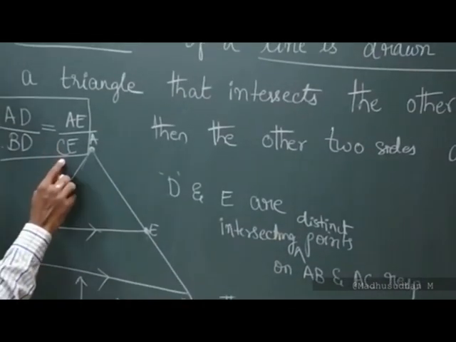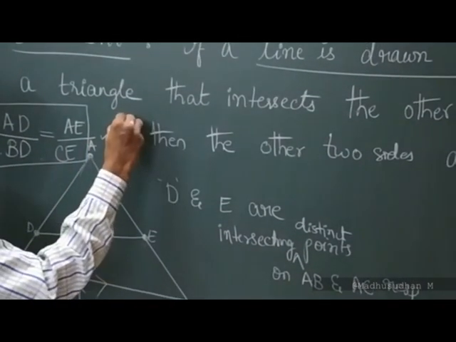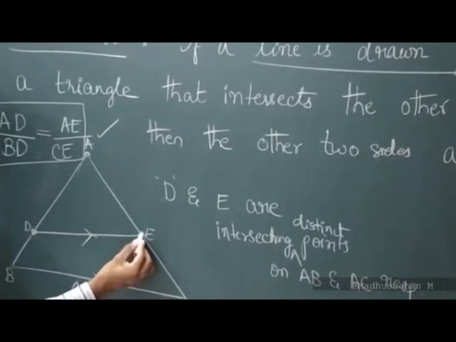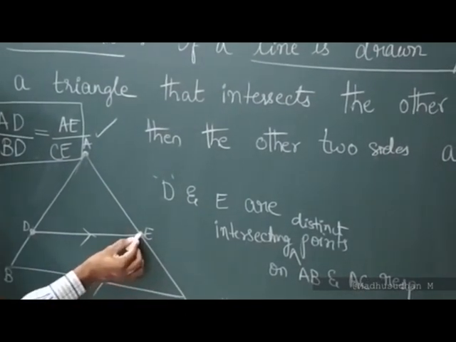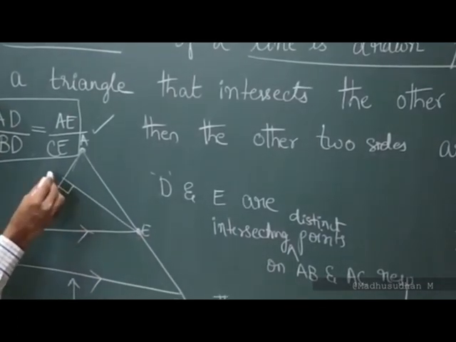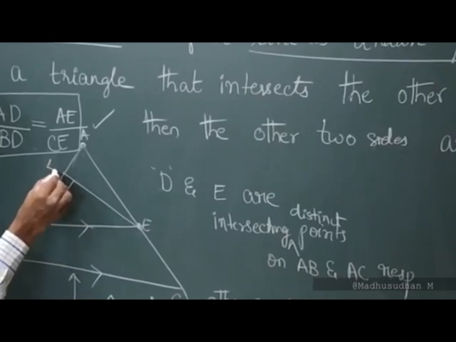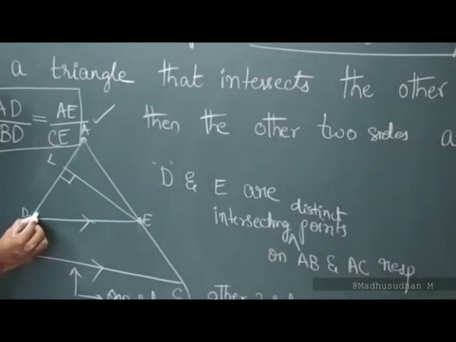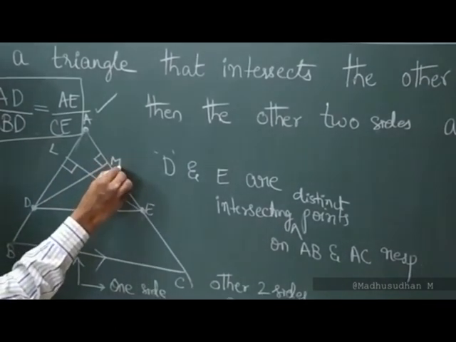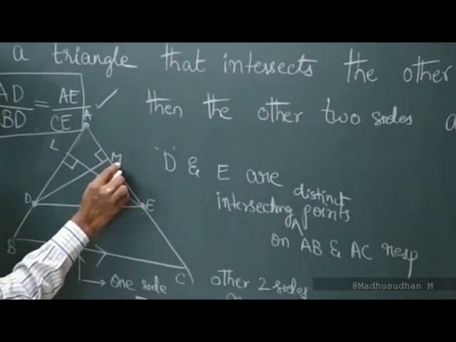So to prove this part, we will have to make a construction here. Please understand. From this vertex, I shall drop a perpendicular and name this as L here. Let me draw one more perpendicular. This perpendicular, let me call this distinct point to be M here.